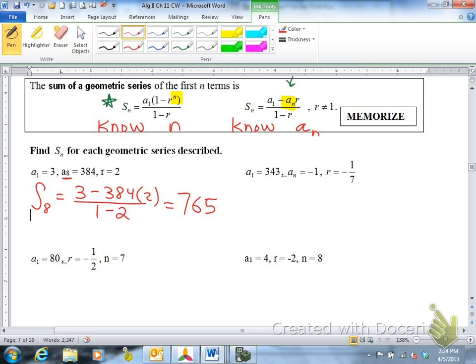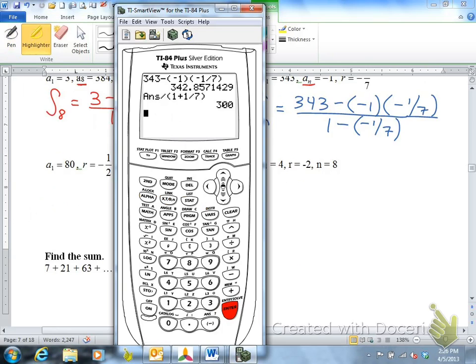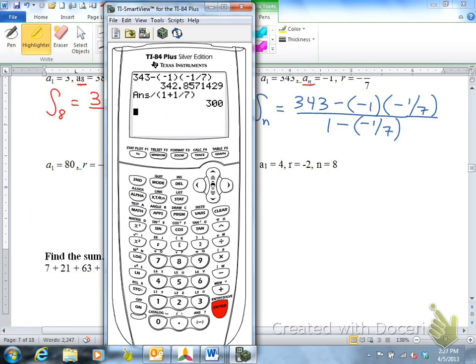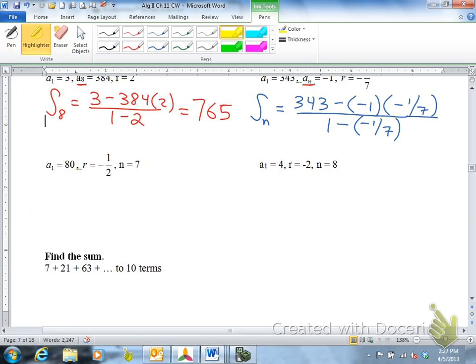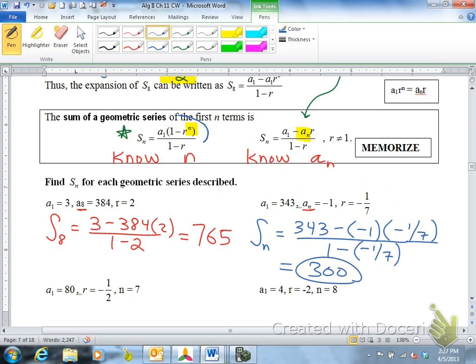How about you try the next one? Notice you're given the last term again, so you'll be using the same formula. See if you can do that and get the right answer in your calculator. The answer is 300. Be really careful to use parentheses in the denominator, and be careful about all the negatives. So this was 300. On the next example, notice we're given n, so we're going to be using this first formula that has an n right here.